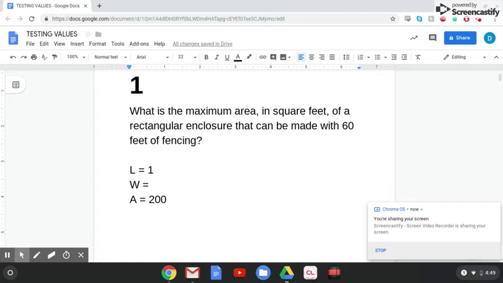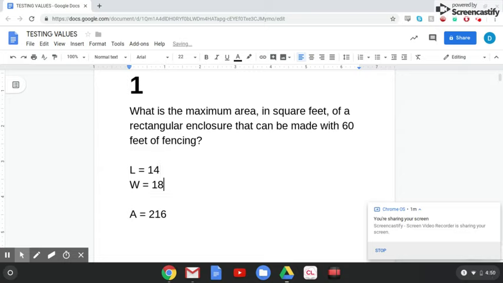So that's why this is testing values, because we've got to try out a different value to see if we can beat 200. Well, let's say the length is 12. That would make our width 18, because 12 plus 12 plus 18 plus 18 will add up to 60. Now 12 times 18 in our calculator would get us 216. So that would beat our previous area. So it looks like we're moving in the right direction here.